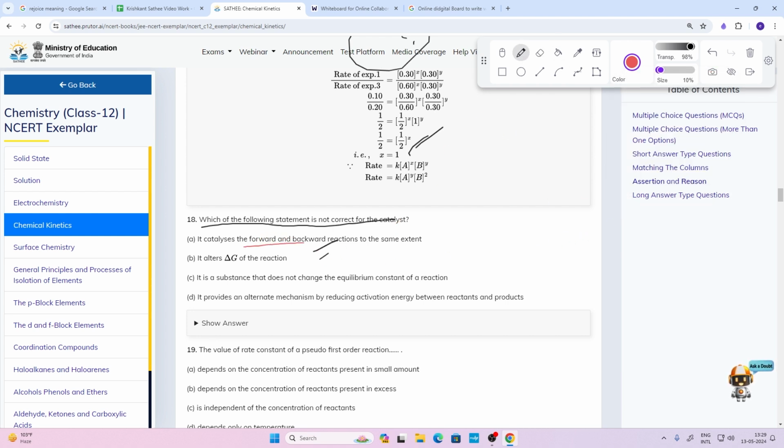It catalyzes the forward and backward rate of reaction to the same extent. Very correct, because it increases both the forward and backward rate of reaction by decreasing the activation energy. It alters the G? No, it does not alter the G at all. It is a substance that does not change the equilibrium constant. This is also correct. It provides an alternate mechanism by reducing activation energy. This is also correct. So your incorrect one is only B.